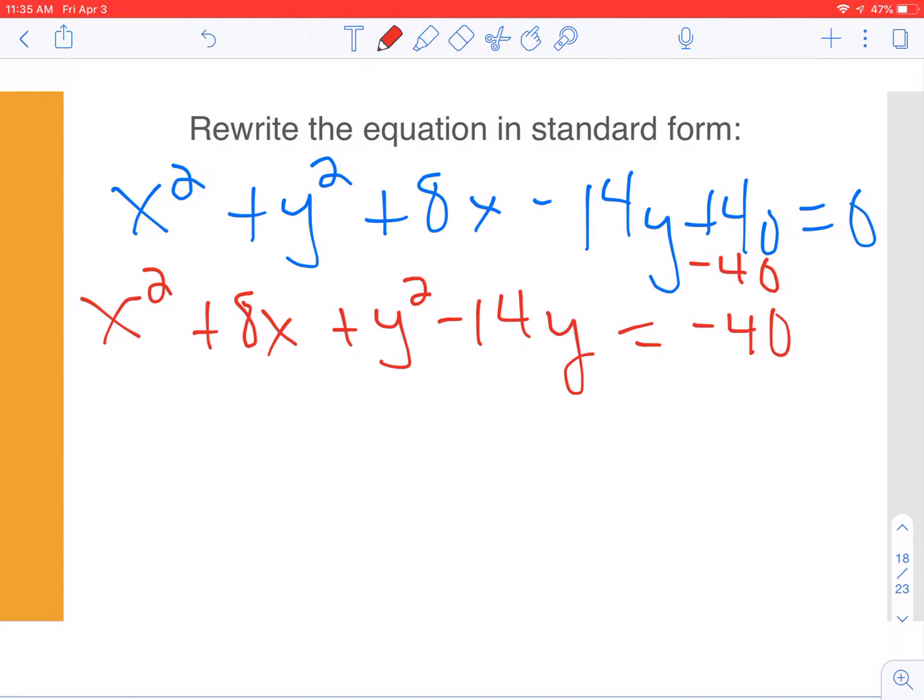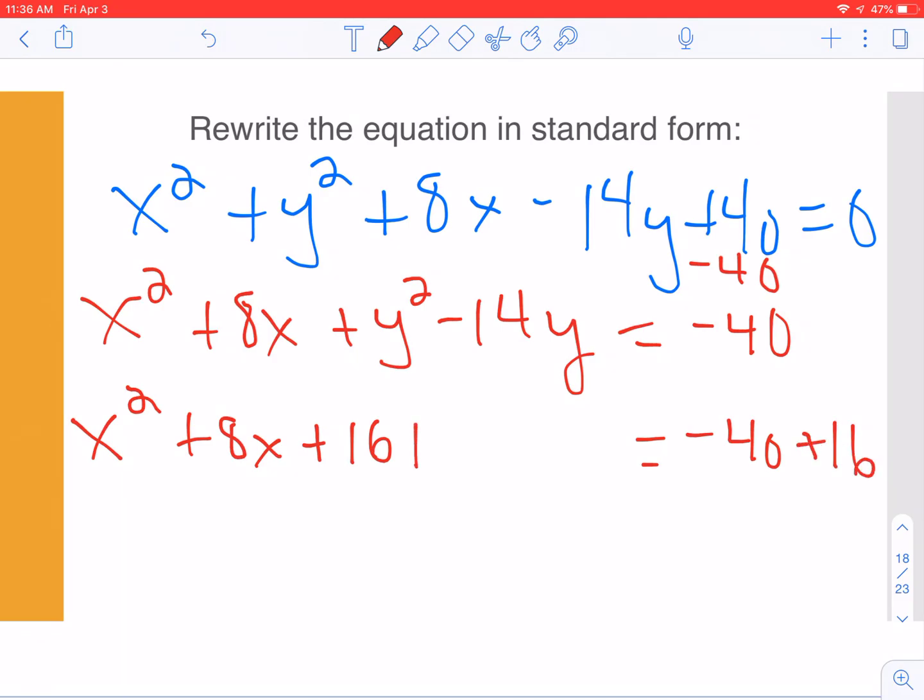Now we're going to complete the square with what we just did. Here are the steps we need to take. So x squared plus 8x, we know half of 8 is 4. 4 squared is 16. If I add 16 to this side, I have to add 16 to this side also. Then we have y squared minus 14y. Half of 14 is 7. I'm going to square it, so I'm going to add another 49. Add 49 to that side.